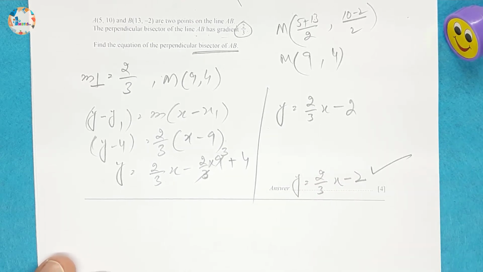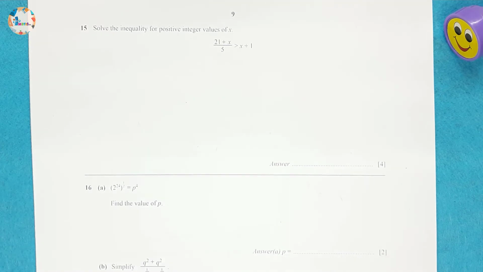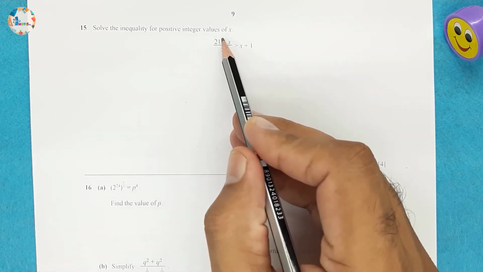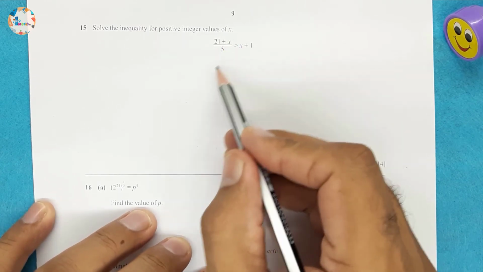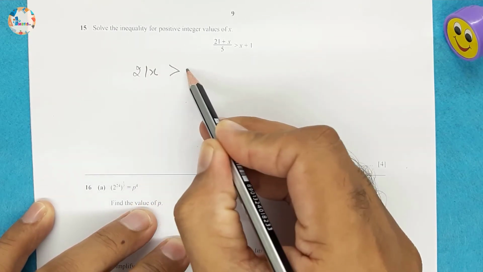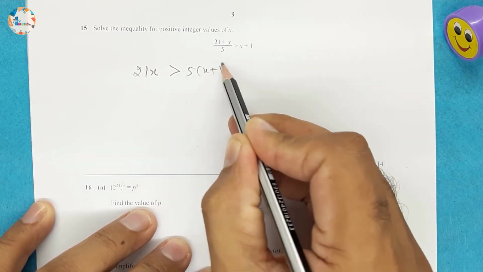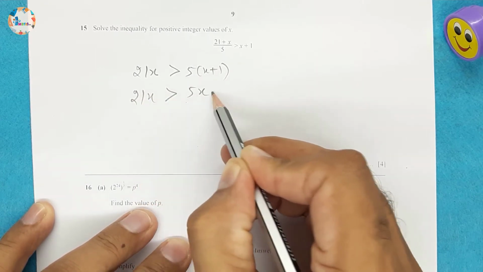This is a 4-mark question. For the perpendicular bisector, we have found the equation. Question number 15. Solve the inequality for positive integer values of x. So we will be cross multiplying. So 21x is greater than 5 into x plus 1. So 21x is greater than 5x plus 5.